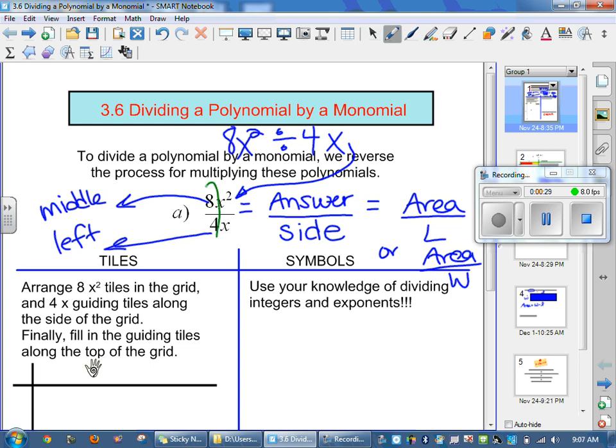We know we have to divide those guys, and then we take our variables, if they're the same letter, and if we like variables, then we subtract their exponents. Don't forget, there's a hidden 1 on that x right there. So we're going to subtract the 2 and the 1. If we use the symbols, 8 divided by 4 will give me a 2. X squared, subtract x to the 1, gives me how many x's left over? 1. Good. Let's see how we do it with the algebra tiles.